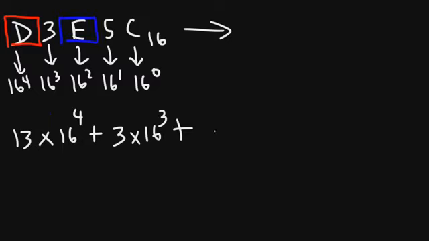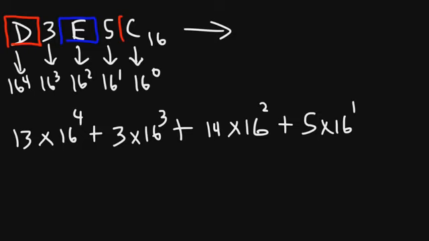E corresponds to 14. So it's 14 times 16 squared. And then it's going to be 5 times 16 to the first power. And then we need to change C. So C corresponds to 12. So it's 12 times 16 to the 0 power.